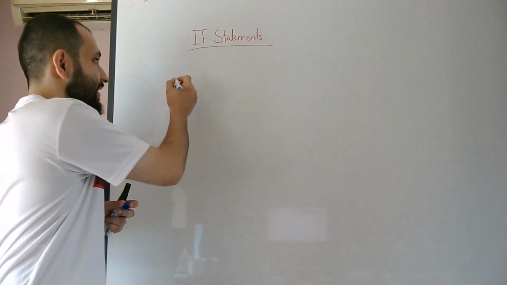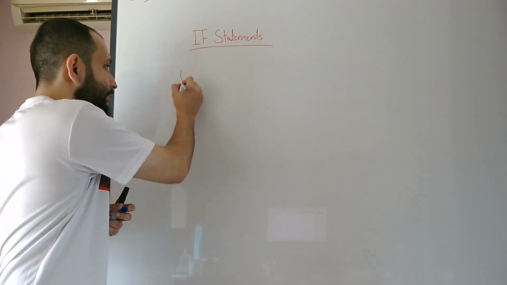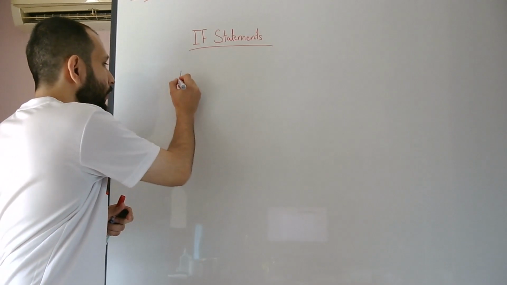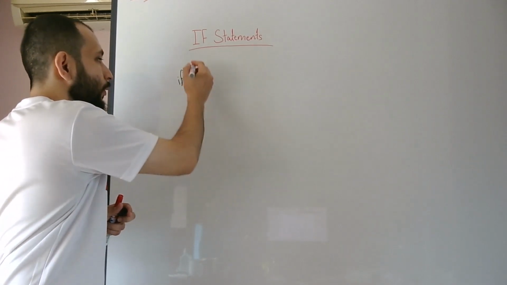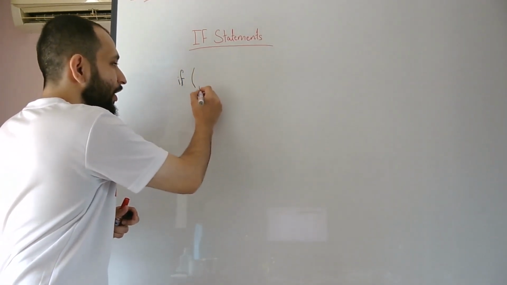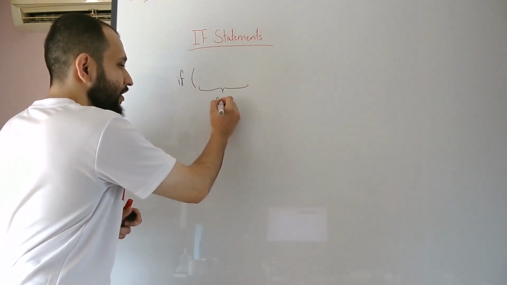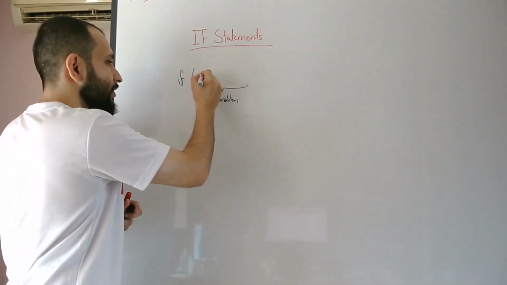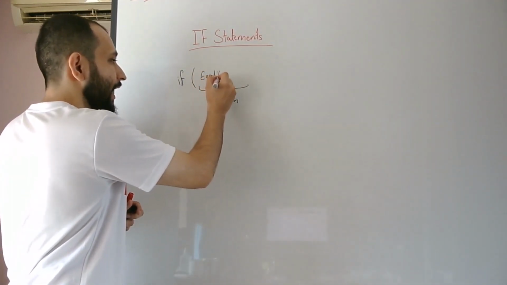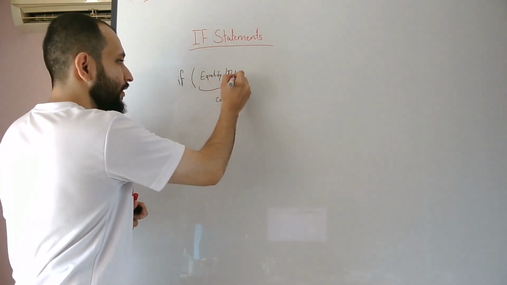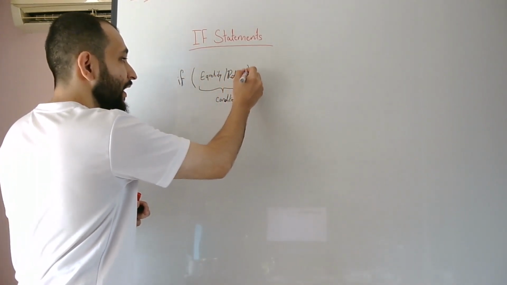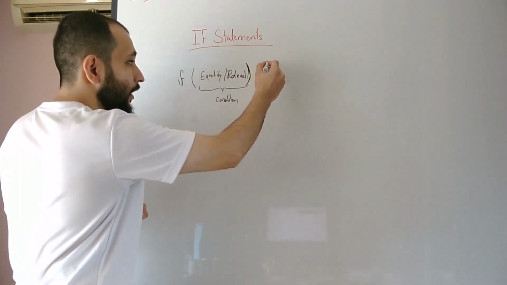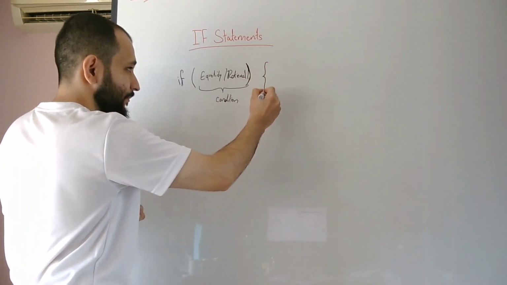So the syntax is that we will write if, and then we will have a parenthesis, and in here we will write the condition that we have. We will provide the condition. This condition can be created using the equality operator and the relational operator that we discussed in the previous episode. And there will be a closing parenthesis and there will be a starting brace.